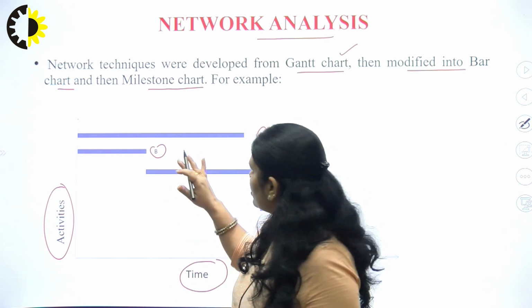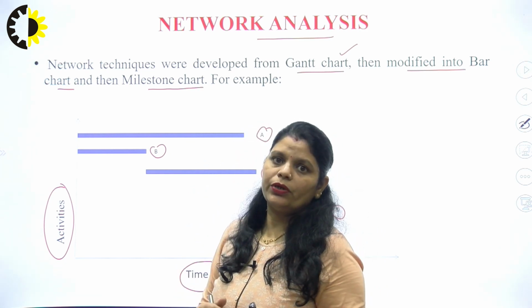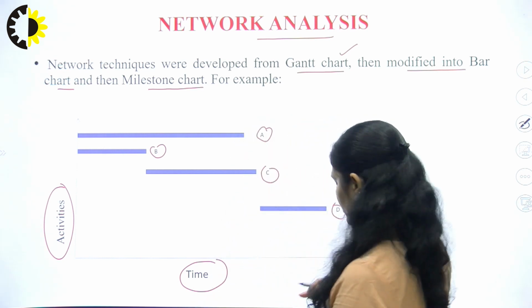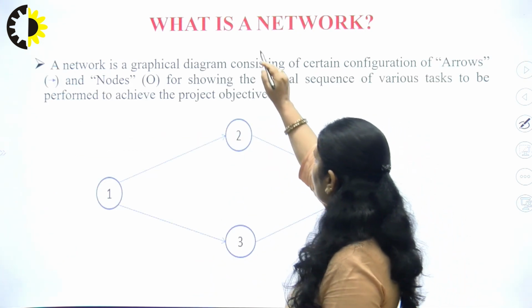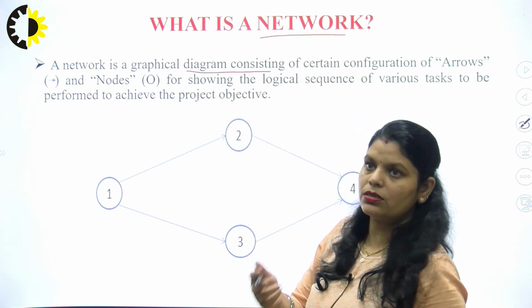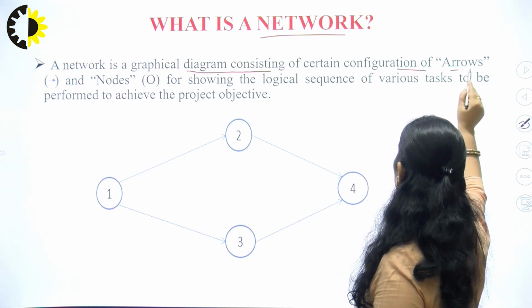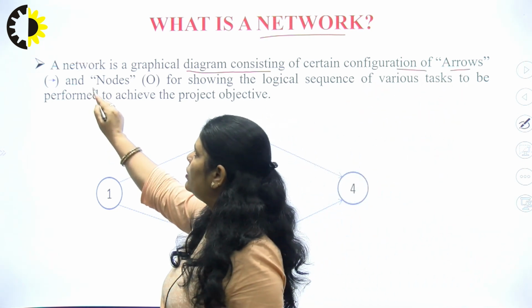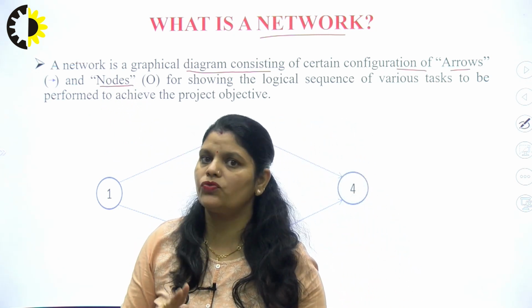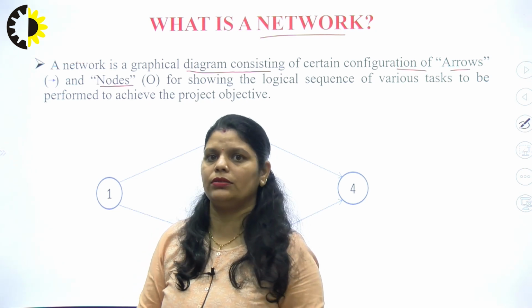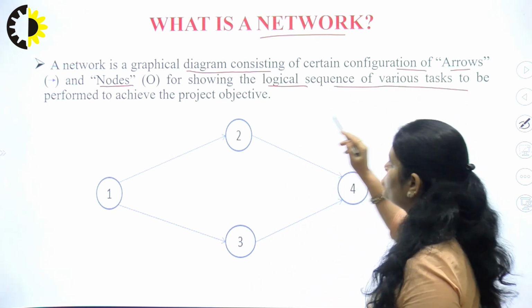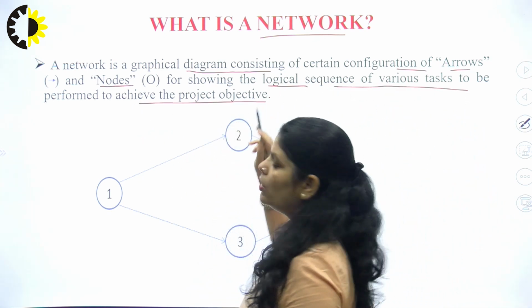So, if we want to indicate the relation between different activities, then we will use the network diagram. Clear? So, what is a network? A network is basically a graphical diagram consisting of certain configurations of arrows and nodes. So in a network diagram we will have two things: the first one is the arrow and the second one is the node, for showing the logical sequence of various tasks to be performed to achieve the project objective.